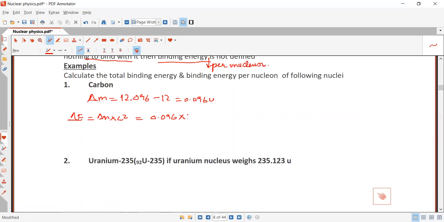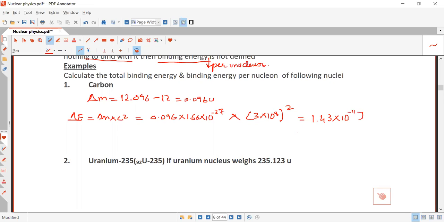0.096 u, and u is 1.66 times 10 to the power negative 27 kg, so we have to convert this u into kgs, and then put the value of the speed of light and take the square of it. So let me do it for you: 3 times 10 to the power 8 squared times 1.66 times 10 to the power negative 27 times 0.096. Students, it is 1.43 times 10 to the power negative 11 joules, right?